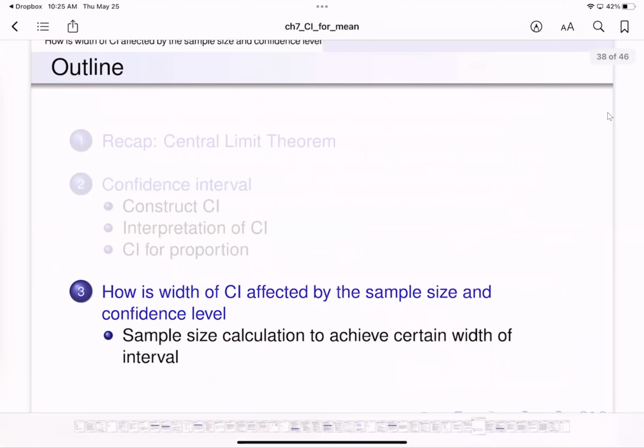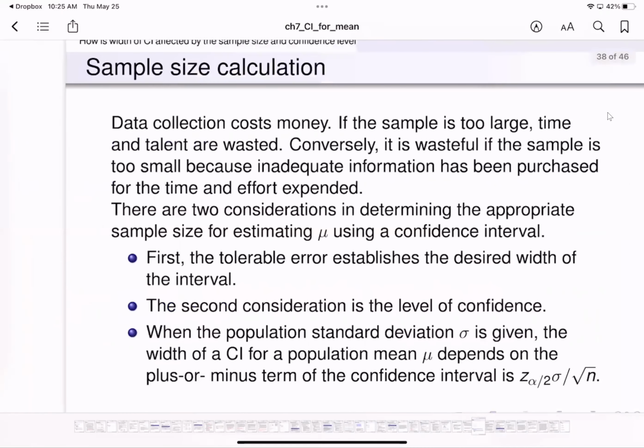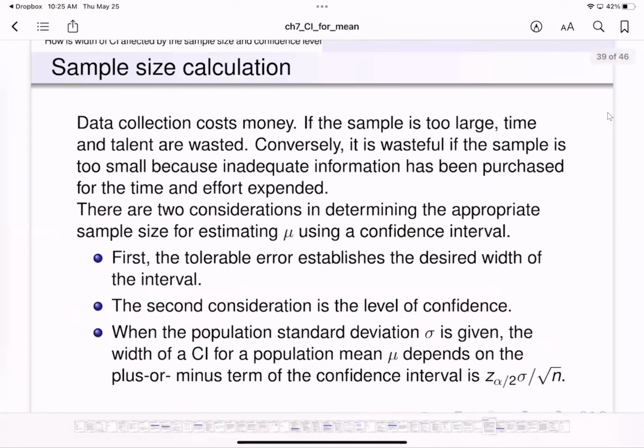How is the width affected by the sample size? We already saw that, and now we try to consider the sample size calculation if we have the desired width of the interval known. So to do that, first we need to know what is the width of the interval that we want to consider.